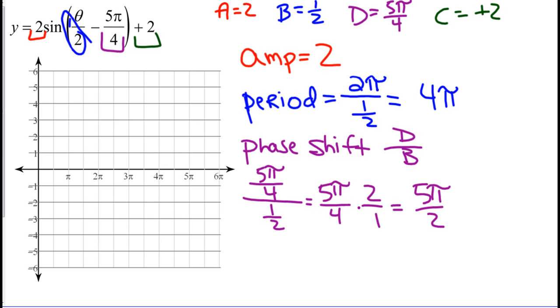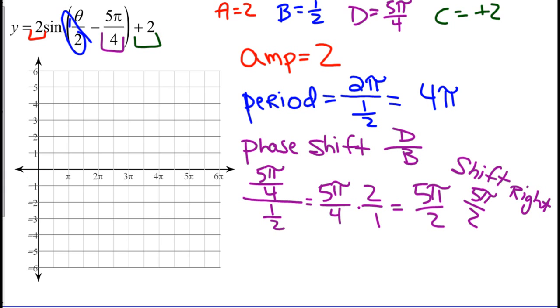So we are going to shift. Remember, even though it's minus in our equation, we do the opposite. We are going to shift right 5 pi over 2, which means we're going to start 5 pi over 2 to the right. We're not actually starting at the origin here. We're going to start elsewhere.